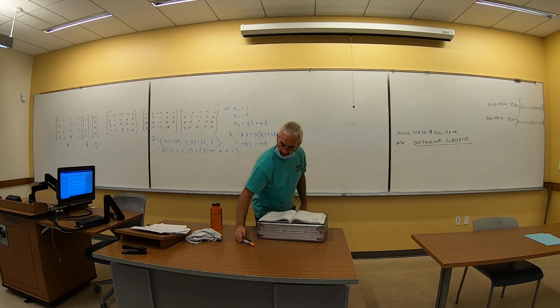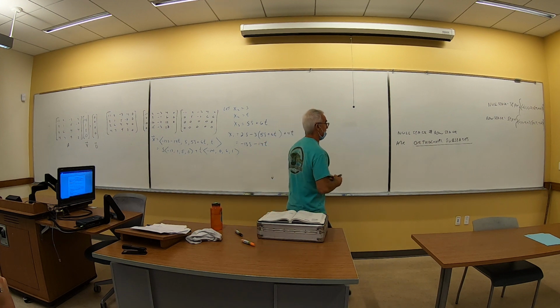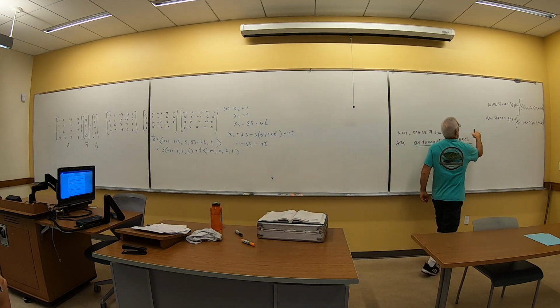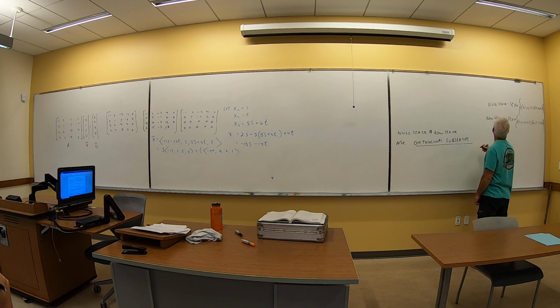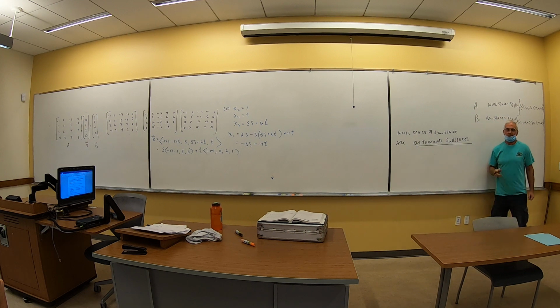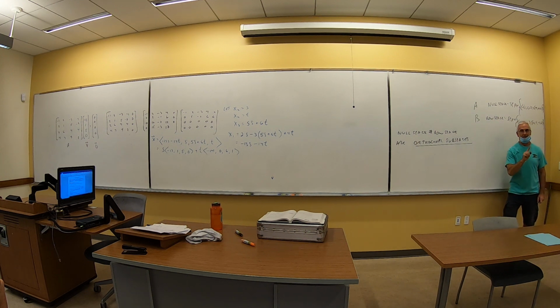So if I put these two together, the way we say it is like this. Let me give it a name. Let me call this vector space A and this vector space B. No, I don't want to be too clever here.